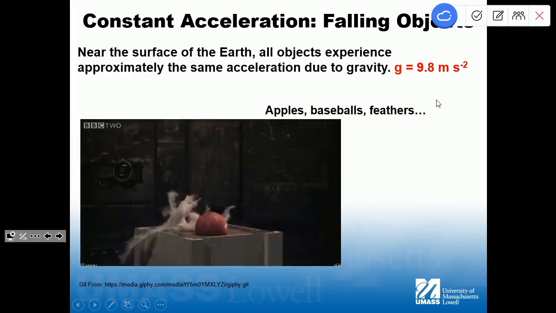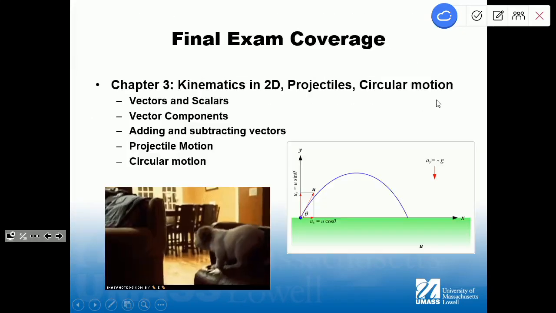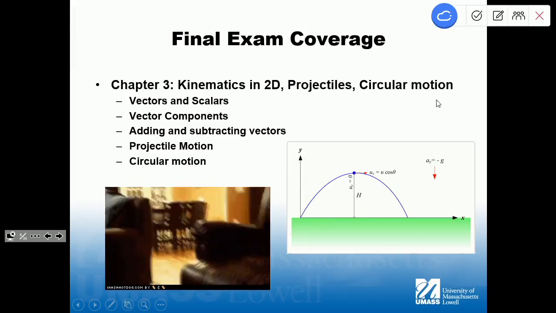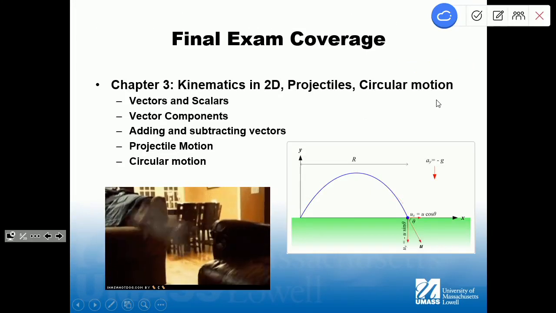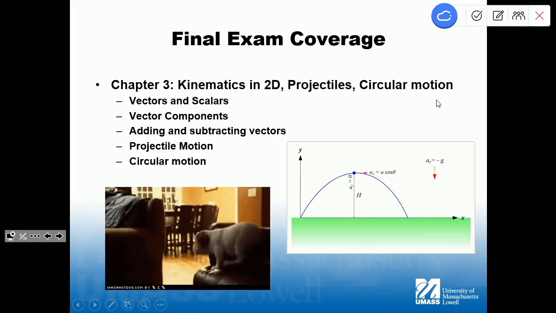0, right? Something isn't changing, its rate of change is 0. Okay. After that, we got to projectile motion. And the puppy obviously didn't get the memo.